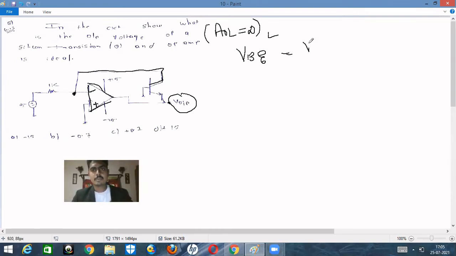So what is VBE? VBE is nothing but VB minus VE, isn't it? What is the base voltage? The base voltage is connected to ground at this particular point. So automatically the base-emitter voltage is 0 minus the emitter voltage. What is the emitter? The emitter is connected to V output, so it will be equal to V output. It is nothing but minus V output.